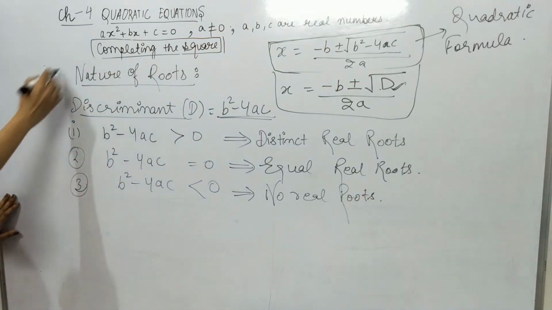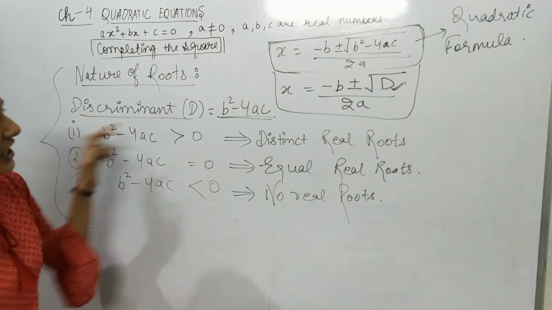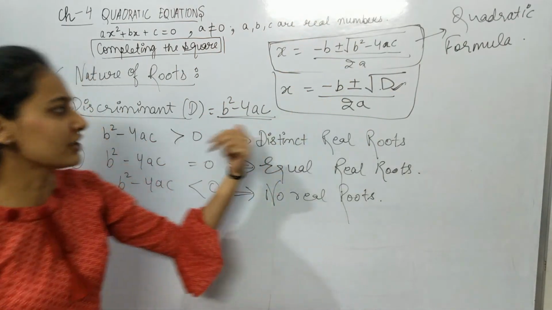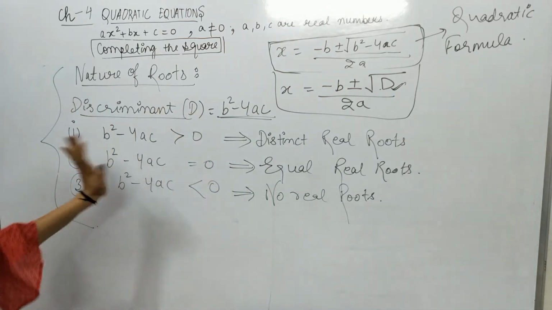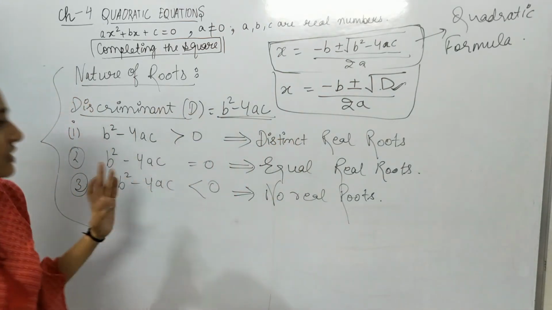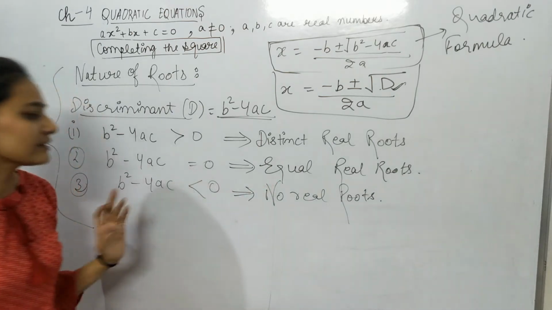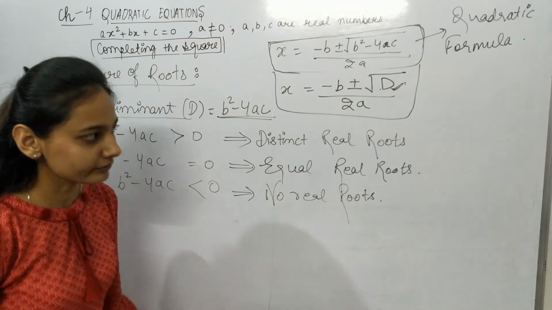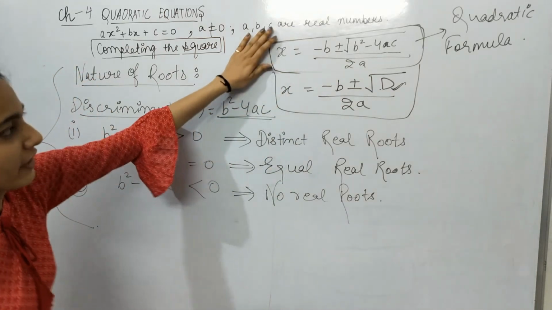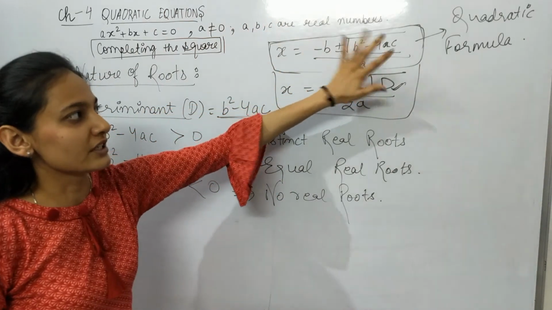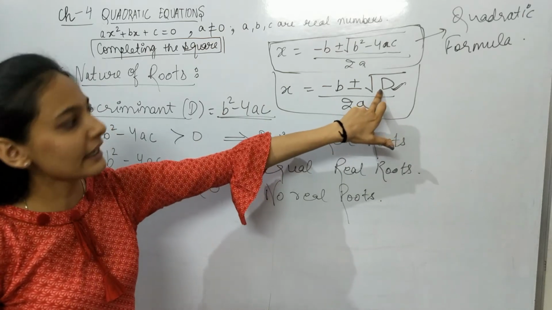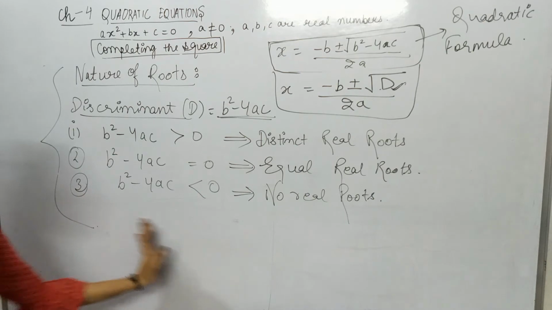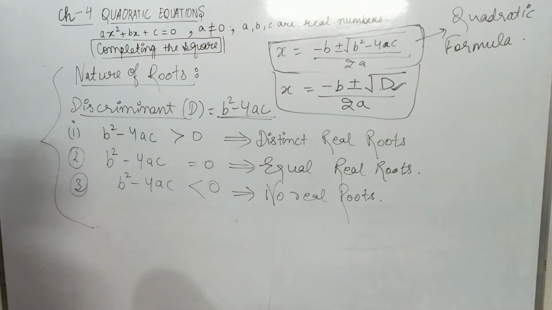These are the nature of roots. In this way you can tell by checking the discriminant. You don't have to solve the whole formula, just first check the discriminant. If it is greater than 0, you will get distinct roots. If it is equal to 0, you will get equal roots. If it is less than 0, you will get no real root. Okay? In the quadratic formula, b square minus 4ac is known as capital D, that is discriminant, and these 3 cases are for checking the nature of roots.